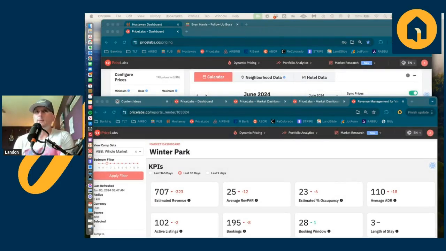Today we're going to talk about why I don't like using average daily rate, or ADR, as a good metric. I like to use occupancy and RevPAR. I think those are a much better way to judge how your property is performing.